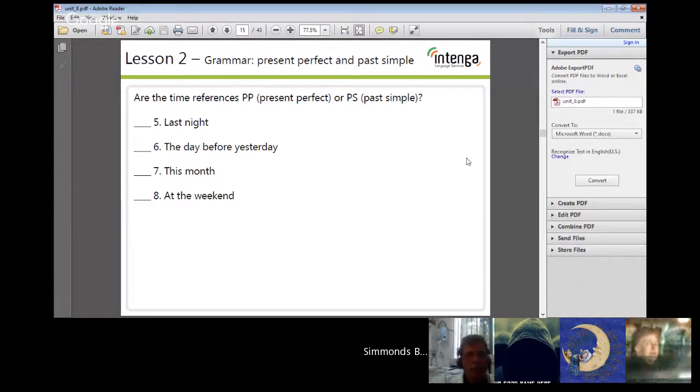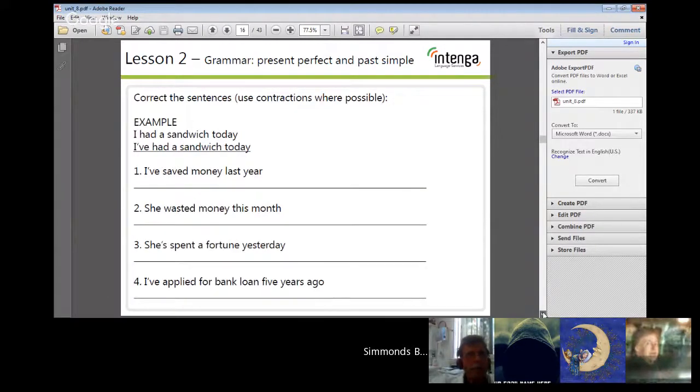Okay. Good. Well, there's one more slide here. So we have to correct these sentences. Use contractions where possible. Not super important for me. So example, I had a sandwich today. Technically, it should be I've had a sandwich today because today has not finished. Okay. I've saved money last year.